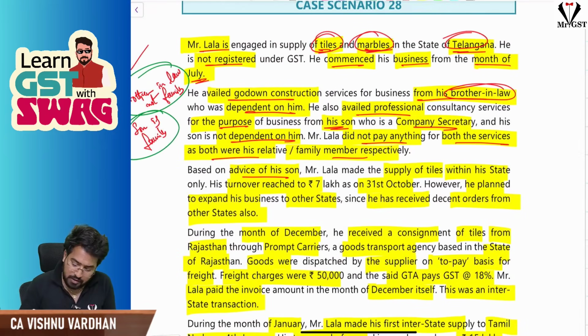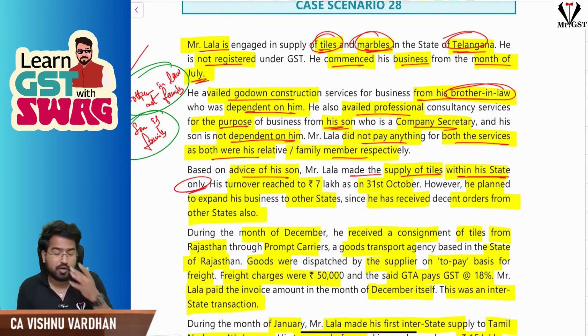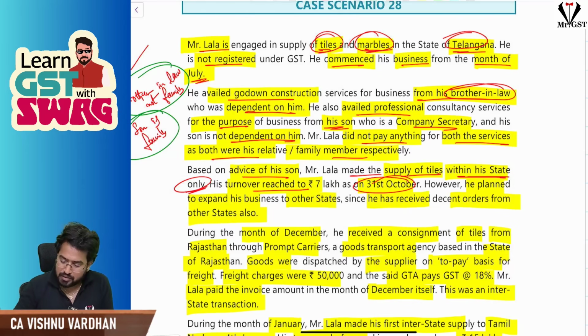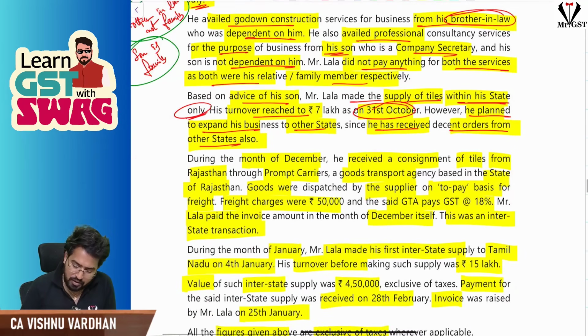On advice of his son, he made supply of tiles within his state only. Okay, we have already answered. So with not making any interstate supplies, his turnover reached 7 lakhs on 31st October. He planned to expand his business to other states. He has received decent orders from other states also. In the month of December, he received a consignment of tiles from Rajasthan, prompt carriers GTA in the state of Rajasthan.